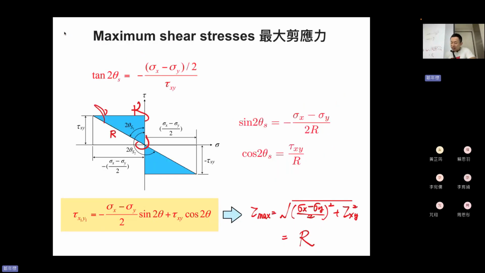Okay, and then we do exactly the same thing for the examination of the maximum shear stress. And then we notice that we obtain this sine 2 theta s, cosine 2 theta s. And then we can get that tau max is R. The tau max is R. We are talking about the value, okay? Later we will use an example to let you know how to determine the direction.